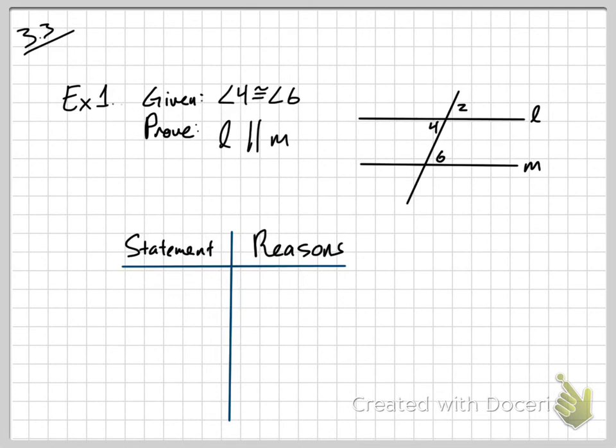So in our first example, given, we have that angle 4 is congruent to angle 6. Our reasoning is that it's given to us. So I'm going to represent that in our diagram: 4 and 6 are congruent to one another. And we're going to use our bridge method here, where we're going to try to bridge 2 and 4, and 2 and 6.